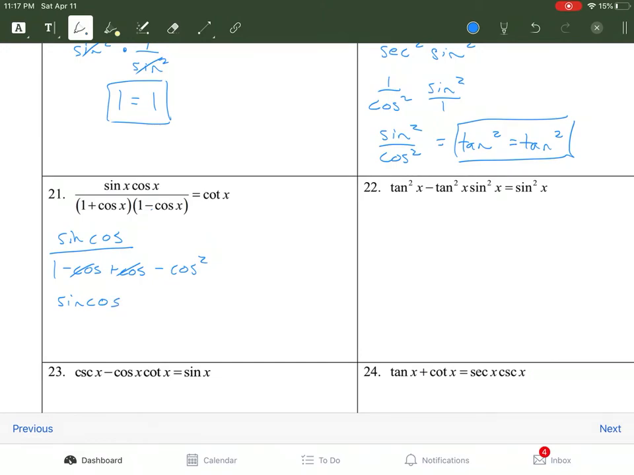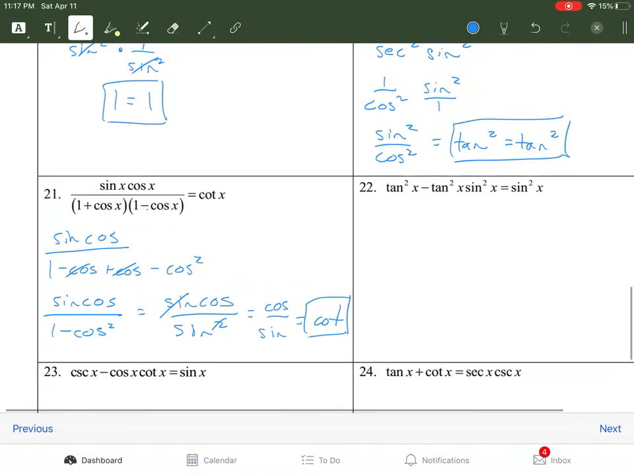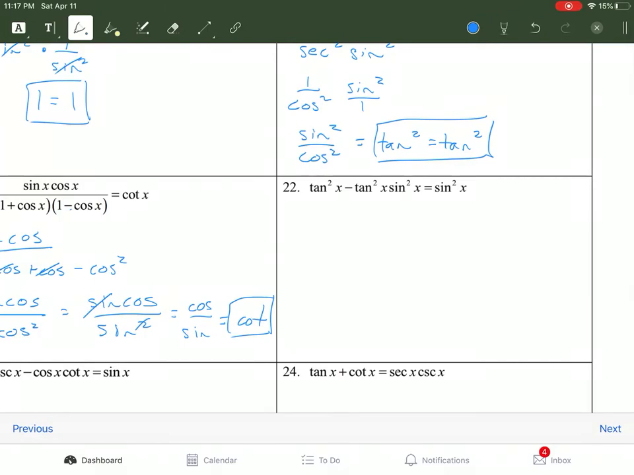So I'm going to rewrite that as sine times cosine, divided by 1 minus cosine squared. All right, 1 minus cosine squared is the same thing as sine squared. All right, one of those sines cancels out. I'm left with cosine over sine, which is equal to cotangent. All right.